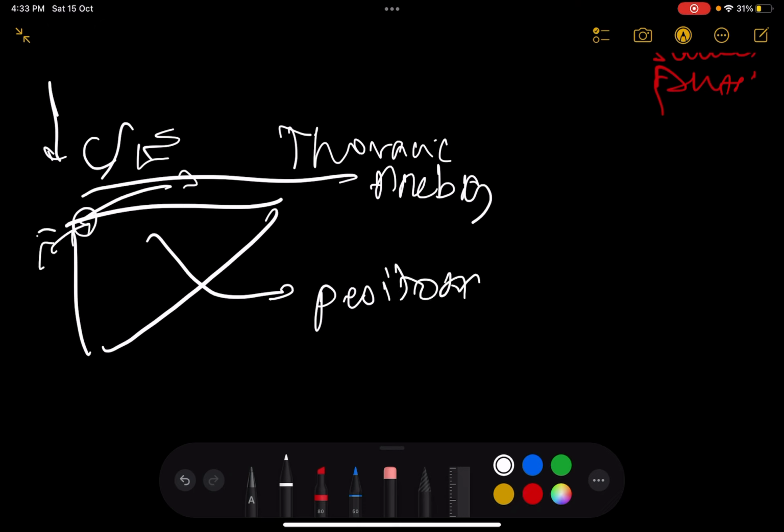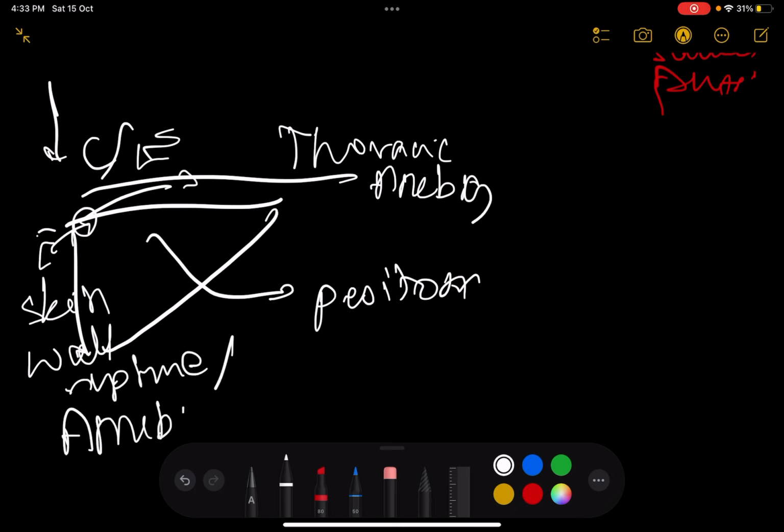It goes out into the skin, it can cause skin wall abscess or skin wall rupture, or amoebiasis cutis. Well, it's rare, amoebiasis cutis. Very important to know that, okay? And obviously, if an abscess ruptures, it can cause peritonitis.